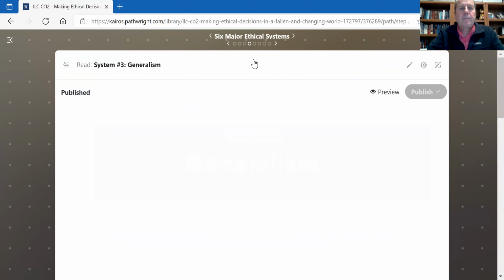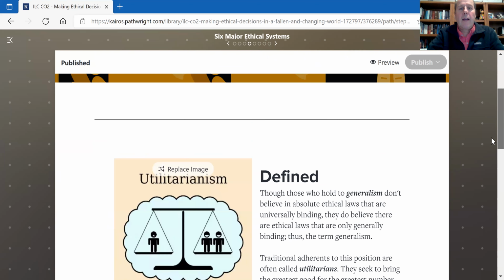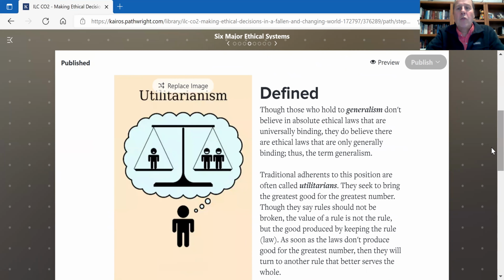All right, the third system is generalism. And here it's defined this way: those who hold generalism don't believe in absolute ethical laws that are universally binding, but they do believe that there are ethical laws that are only generally binding, and thus the term generalism. This is really the ultimate aspect of utilitarianism, right? There are some general principles, some general laws by which we need to function and that govern us. But really, those can change based on who is going to benefit, in terms of the greatest benefit for the greatest number for the greatest amount of time. And so they will hold a general idea of laws, but there are no absolutes.